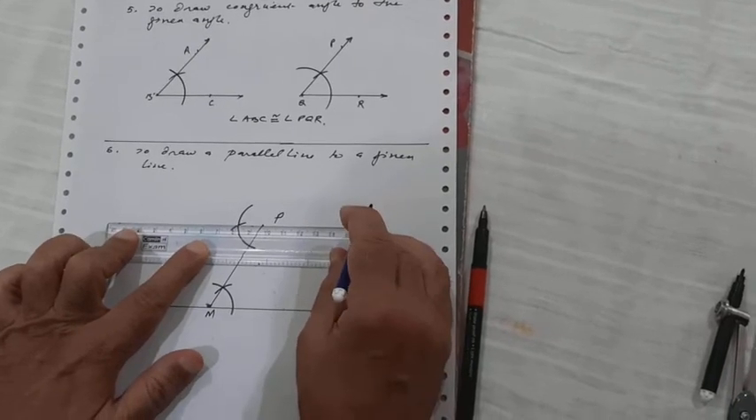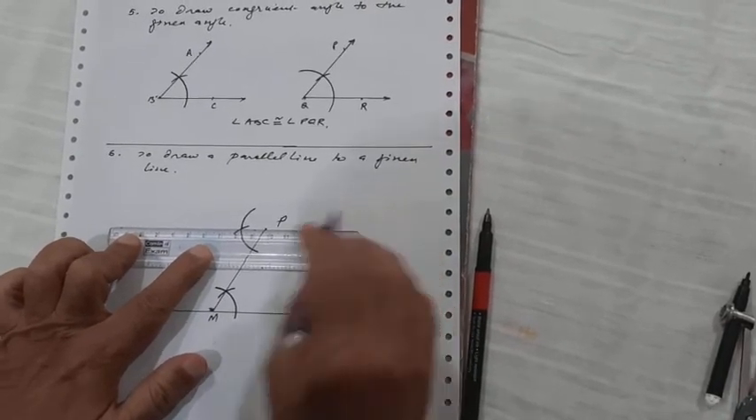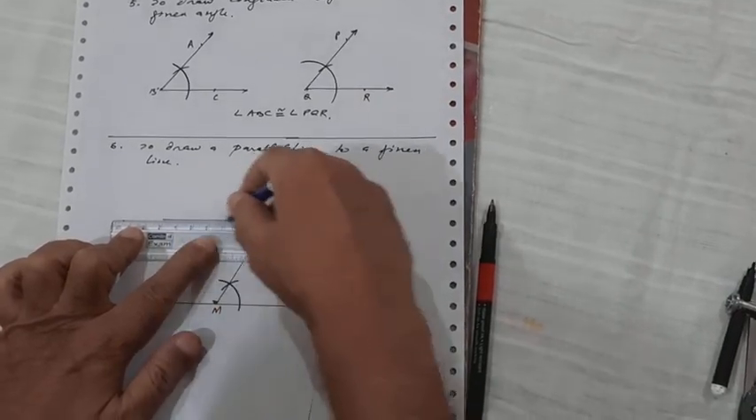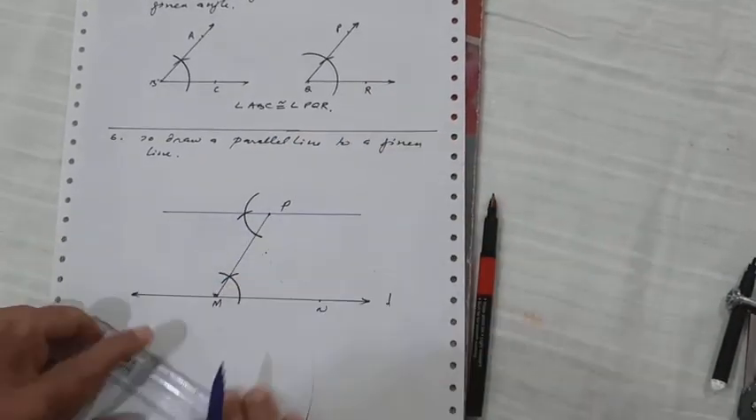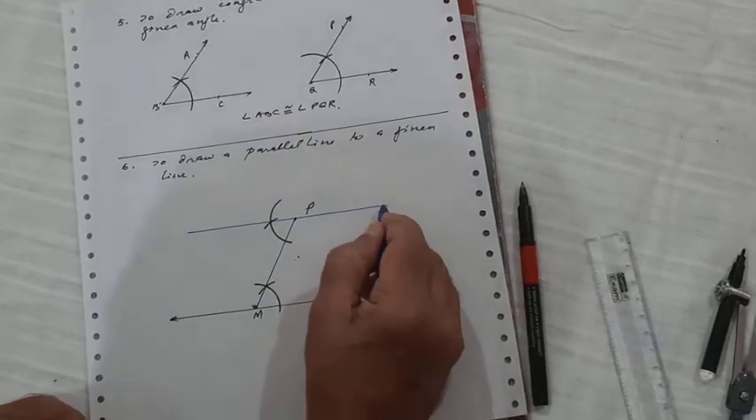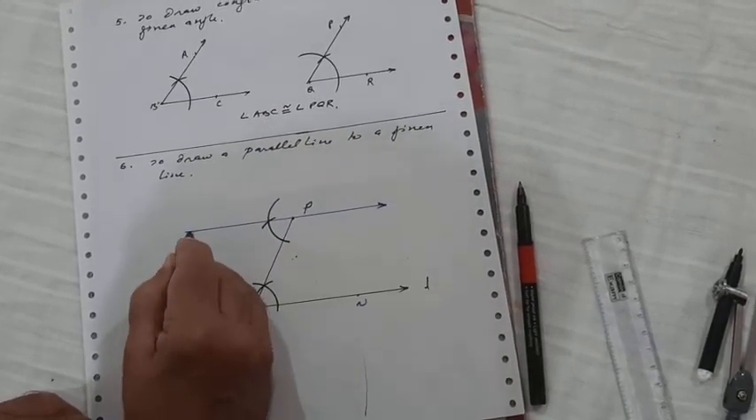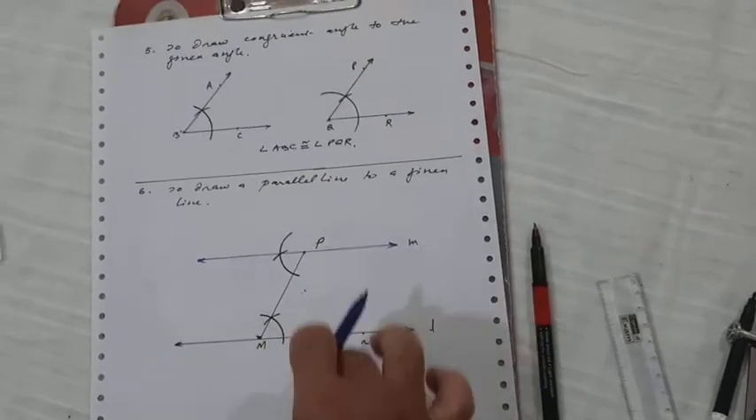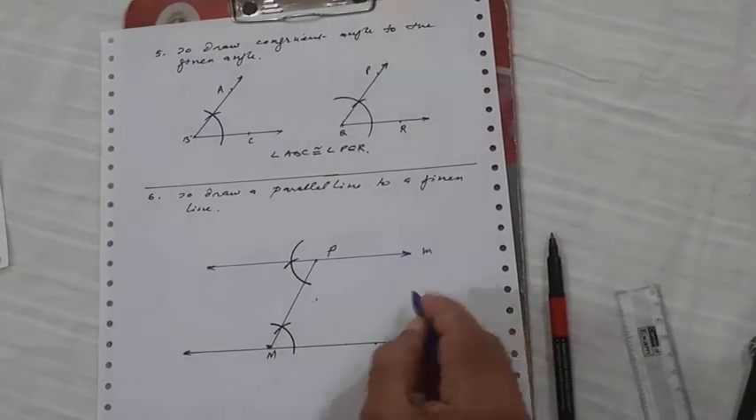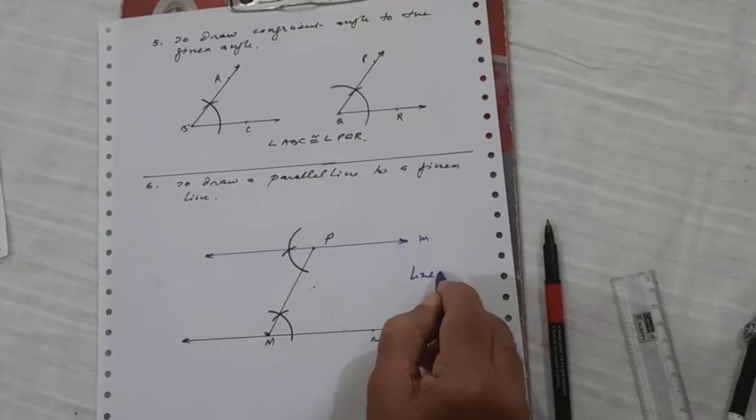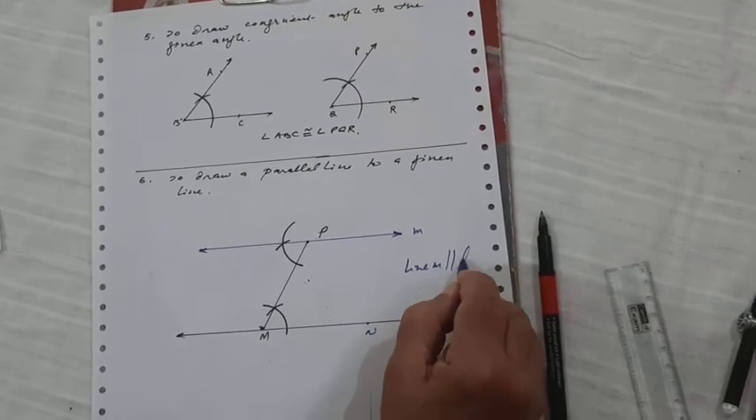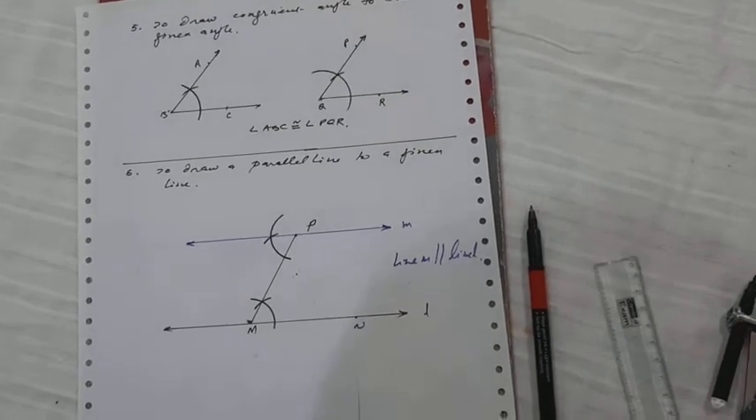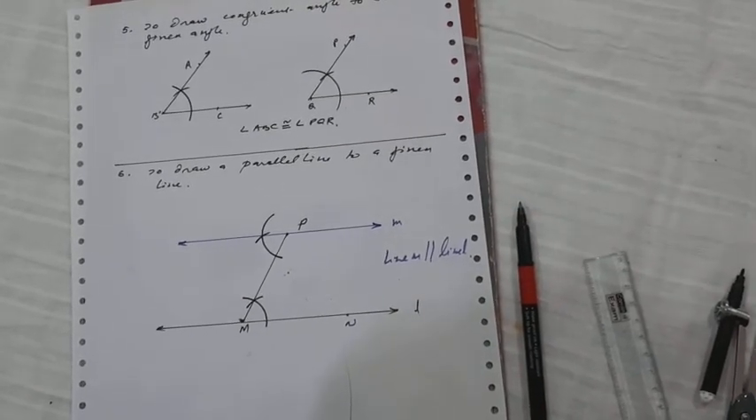And now you join the point where the two arcs are intersecting each other. Just keep your ruler and draw one line. So I hope that you understood. This line, suppose we name it as M. So this line M is parallel to line L. We can write here line M is parallel to line L. I hope you must have understood.